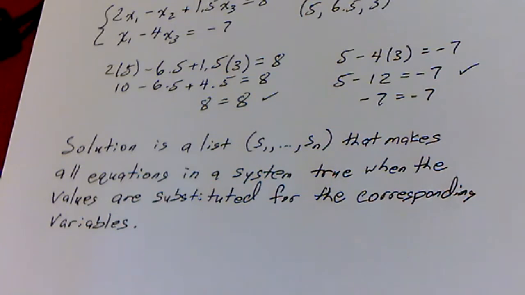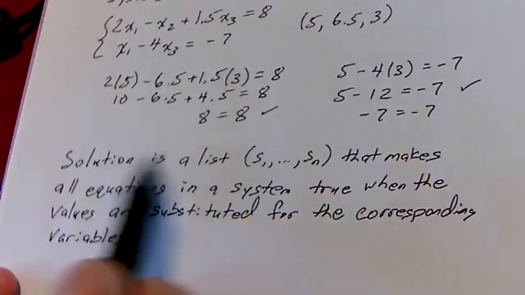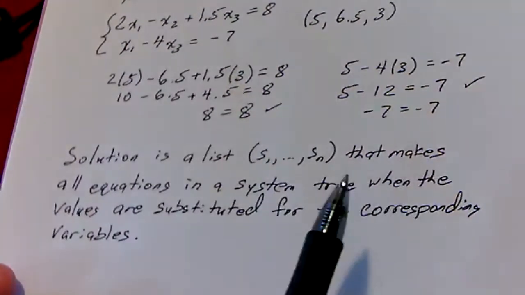Okay, so in this case, I list here (5, 6.5, 3) as a solution for my system here.